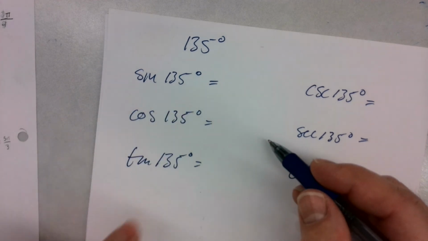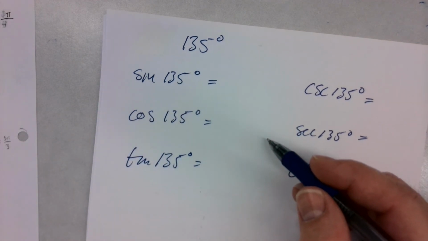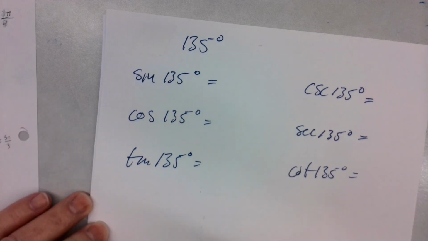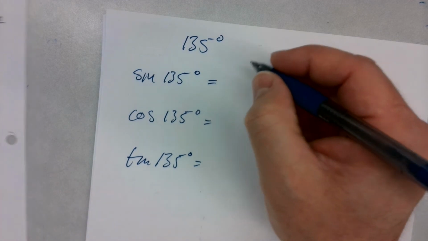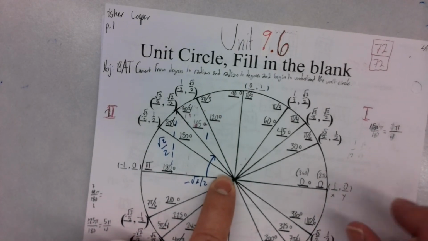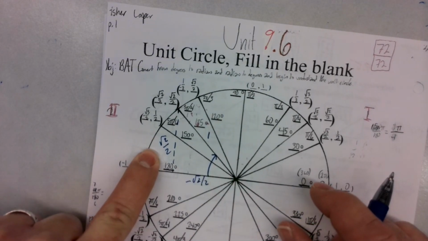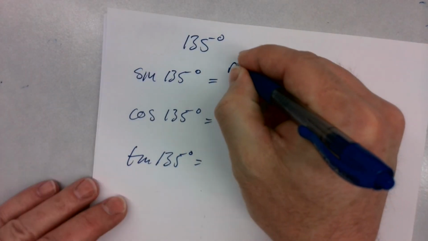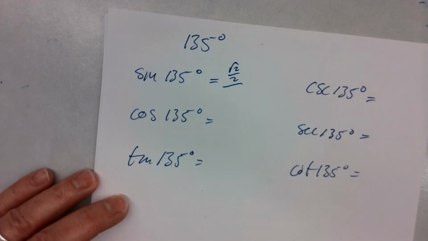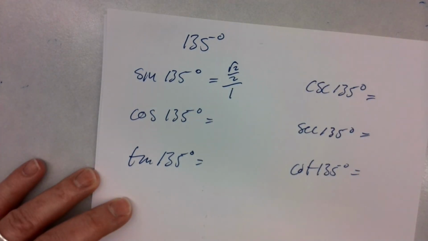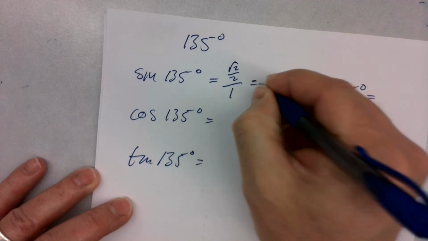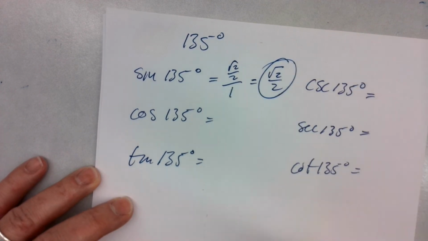So sine is opposite over hypotenuse, right? So that's going to be what? I'm looking at this angle. What's opposite it? Root 2 over 2. So I go root 2 over 2 over, what's my hypotenuse? 1. Well, what's root 2 over 2 over 1? Yeah, just root 2 over 2. That's what the sine of 135 degrees is.